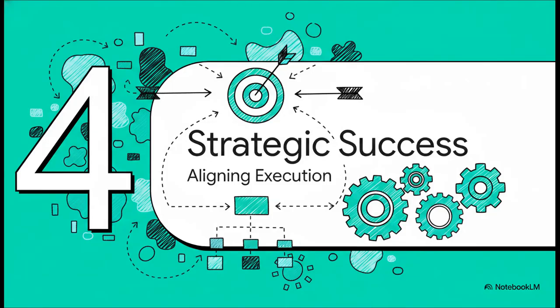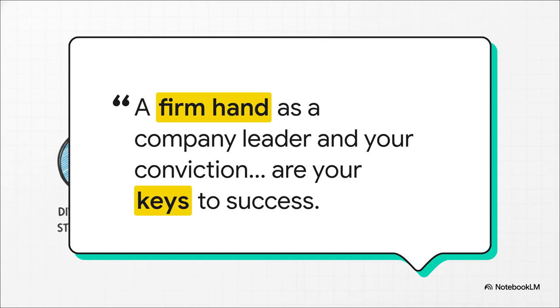This brings us to our fourth and final section, synchronizing for strategic success, aligning execution with strategy. This is the most crucial part of our explainer today. How can leaders actually solve these structural frictions and expedite decision-making? Well, the solution starts right at the top.